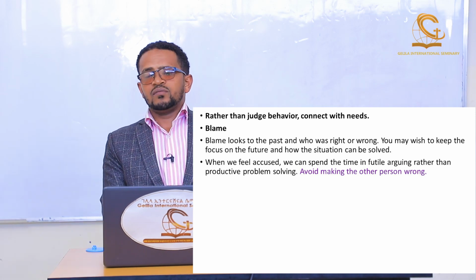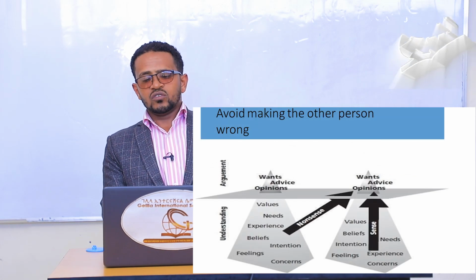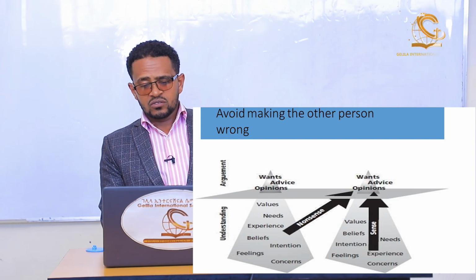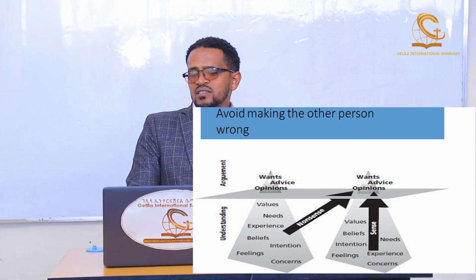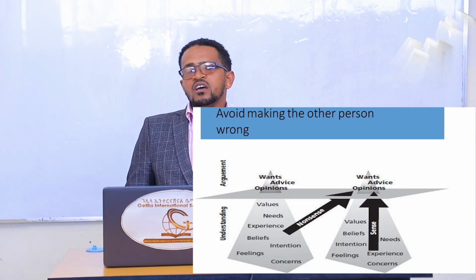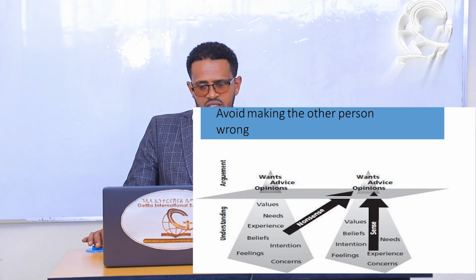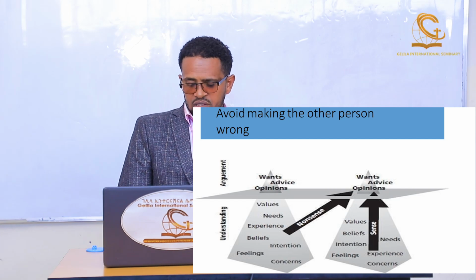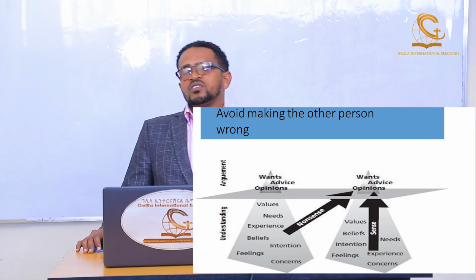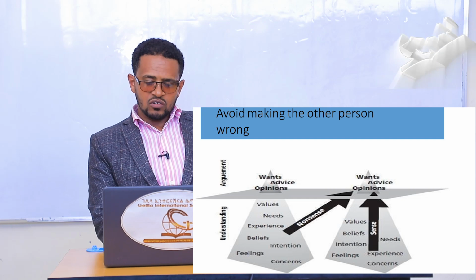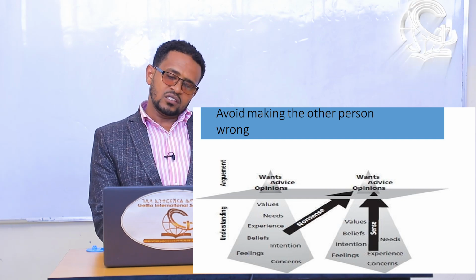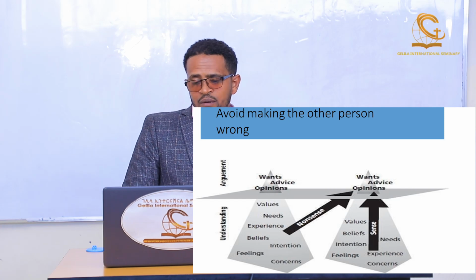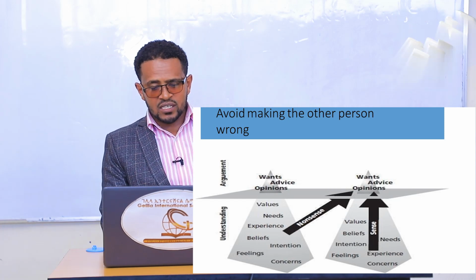Making the other person wrong is part of judgments. So rather than judge the behavior, connect with the needs. Avoid making the other person wrong. In this way, we have to explain the differences, how our view explains the difference. How can we avoid it? Just look at the figure, understanding and the argument sections. The first one of the pyramid talks about the wants, advice, and opinions.